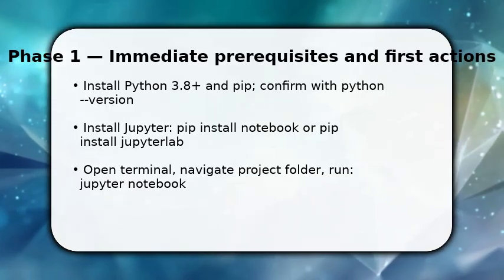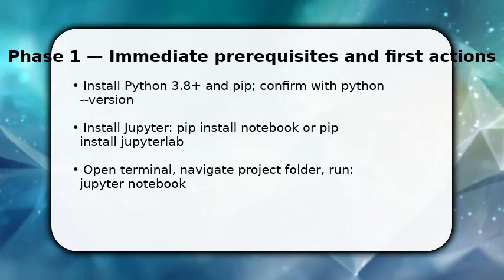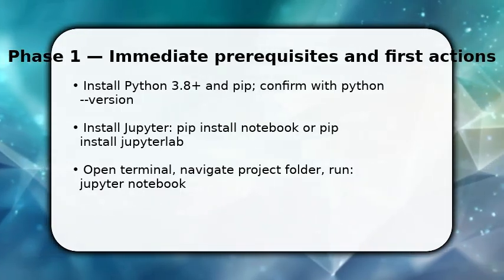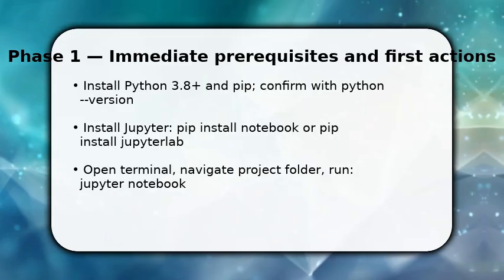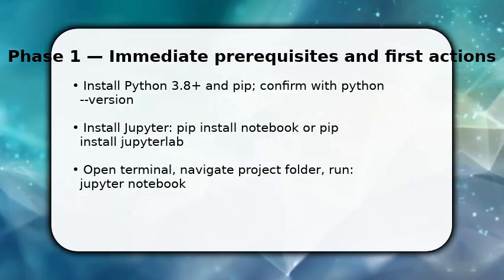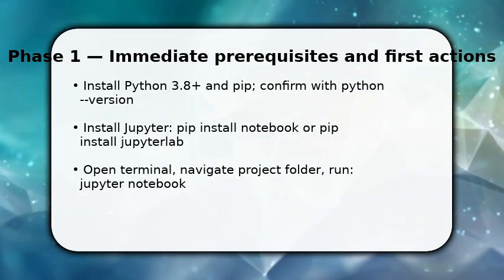You already have Python and pip. Now start Jupyter. Open a terminal in your project folder, type Jupyter Notebook, and press Enter. The server will launch and print a local URL with a token which the browser will open automatically.